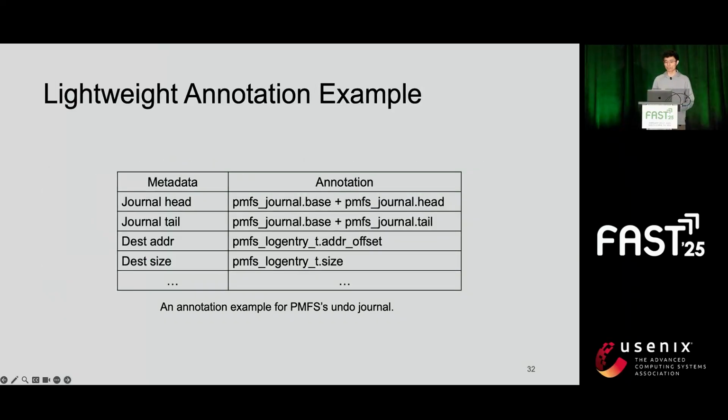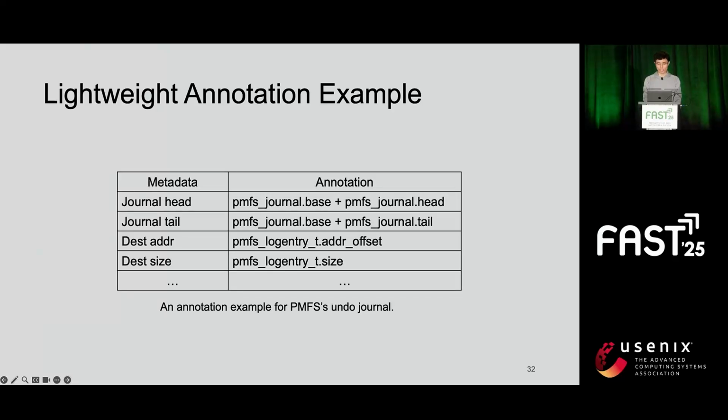This table shows the annotation for the PMFS undo journal. The first column is the attribute and metadata of the undo journal, such as a header pointer, a tail pointer, a destination address, and size that will be logged in the logging space. The second column is the structure fields that correspond to these attributes. In PMFS, the header pointer is computed by the base address plus the header address. Also, the tail pointer is the base address plus the tail address, a tail variable. And the destination address and size are stored in one variable.